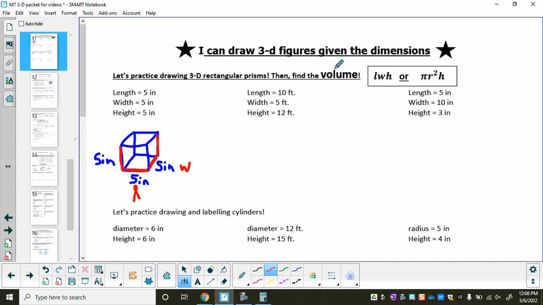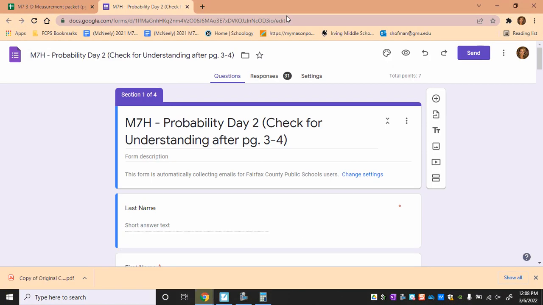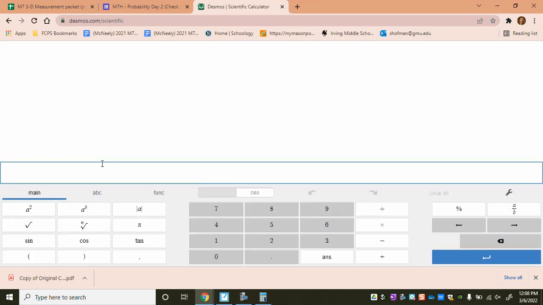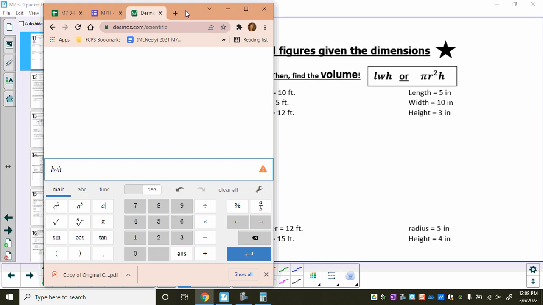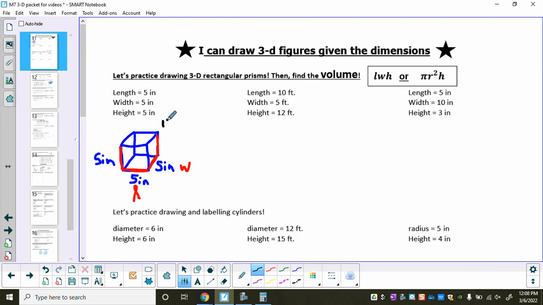Now we also want to practice finding the volume of all of these. I'm going to review with you that you can use Desmos. So I'm going to open up a Desmos tab here. And I want to remind you guys that to find the volume, we use length times width times height. For this one, the length is 5, the width is 5, and the height is 5. So that would be 125 cubic inches. Okay, that's the volume.